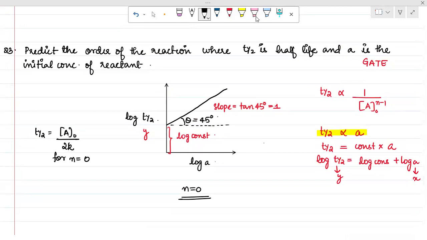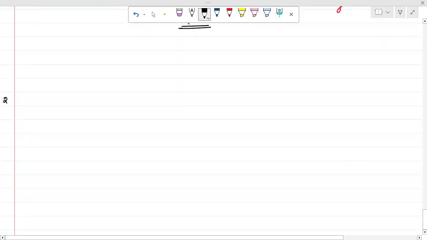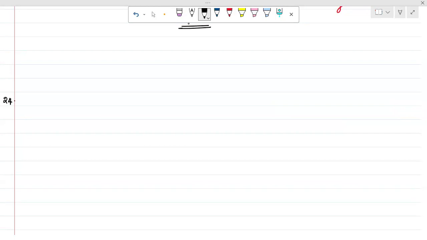Okay. Now, from the same equation, from the same relation, let's do one more question. This was asked in CSIR. Question number 24.